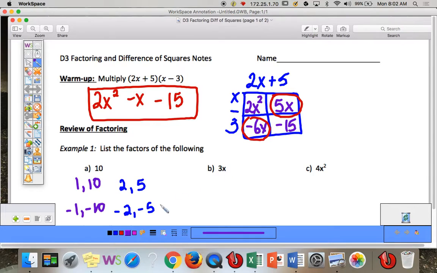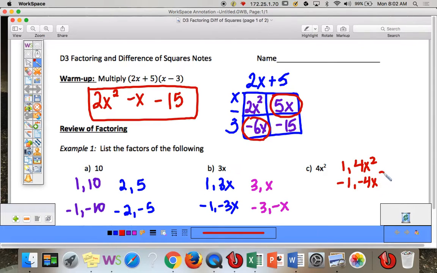Let's take a look at 3x. What multiplies to 3x? We have 1 and 3x works, also negative 1 and negative 3x. We could break it up into 3 times x, also negative 3 and negative x. So these are factors, they multiply to 3x. How about factors of 4x squared? Well, we could do 1 and 4x squared, also the negatives. We could break it up and do 4 and x squared.